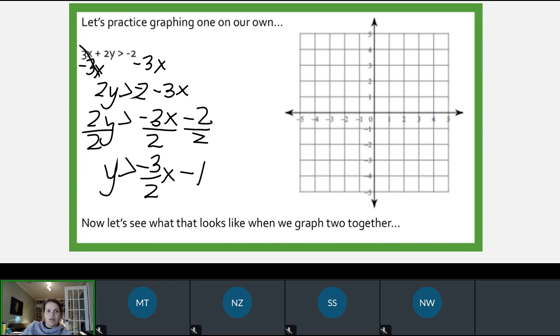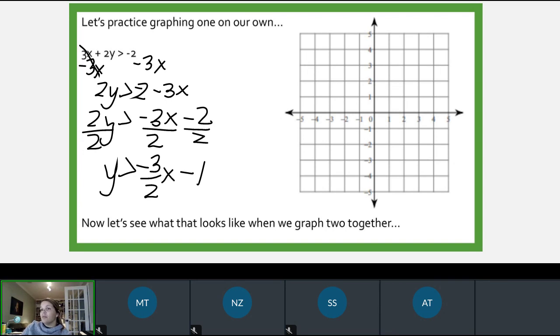Questions about how I got any of those terms, numbers, steps, anything like that? I have a question. Sure, what's up? I thought you're supposed to divide by 2 on both sides, like divide 2 by 2 to get y alone and negative 2 by 2. I didn't know you're supposed to do all 3 of them, like divide 2 by everything.